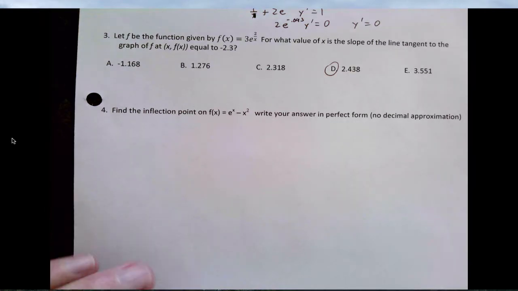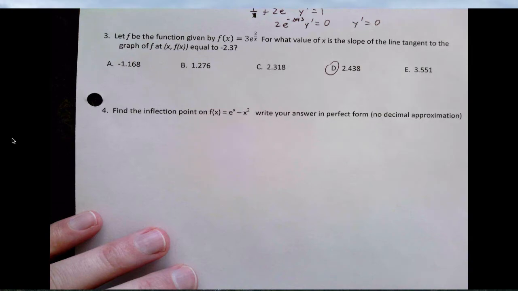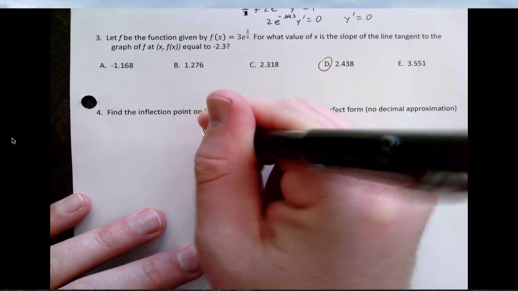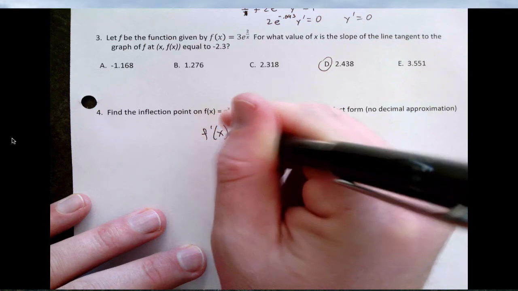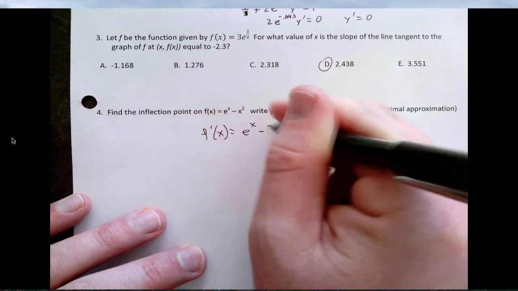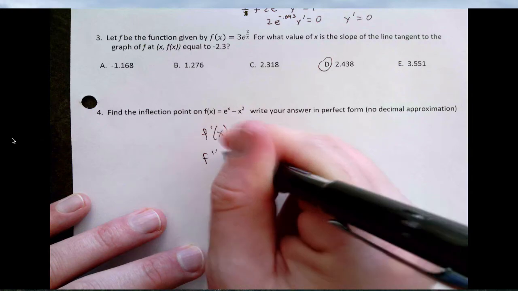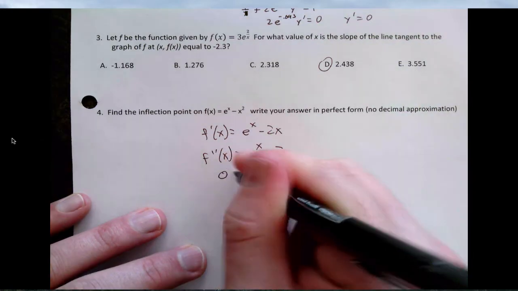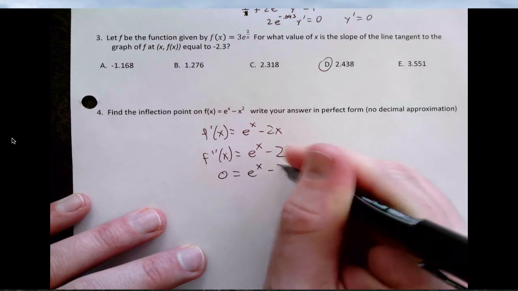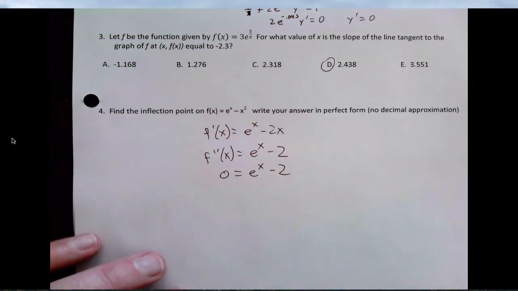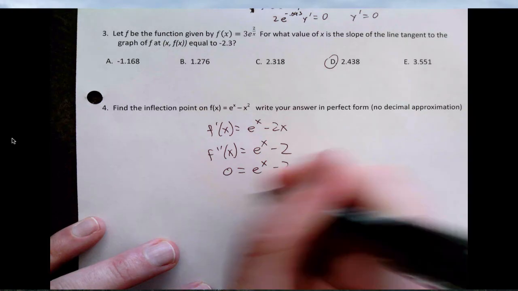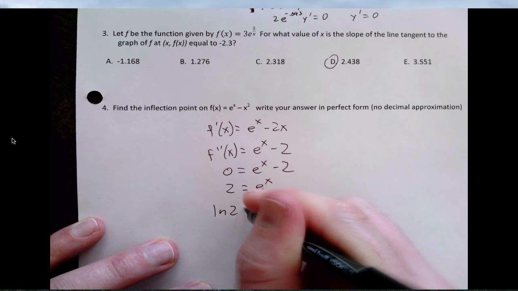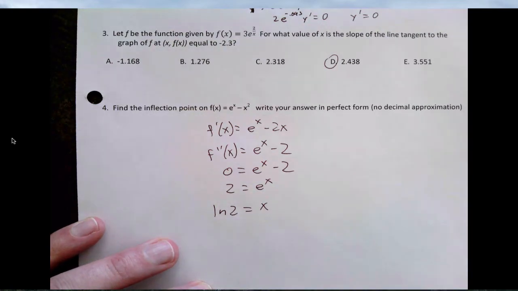All right, next, find the inflection point on this. Write your answer in exact form, no decimal approximation. So I'm going to stay away from the calculator for a little bit, and I'm going to try to find this by hand. First, f prime of x equals e to the x minus 2x. Next, the second derivative is going to be e to the x minus 2. I need to know where that is equal to 0. e to the x minus 2. Solving for x, I'm going to move the 2 over here and take the natural log of both sides. So x equals that.